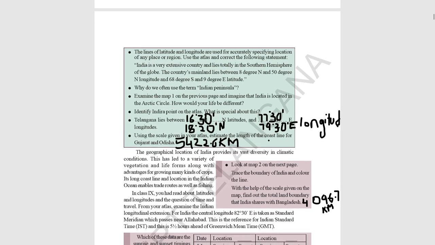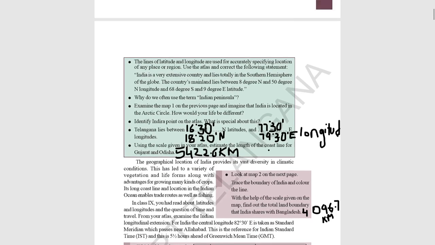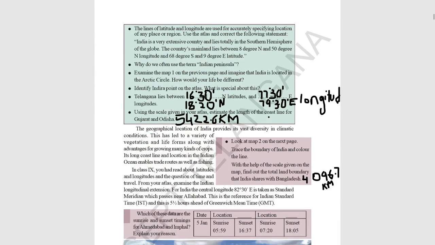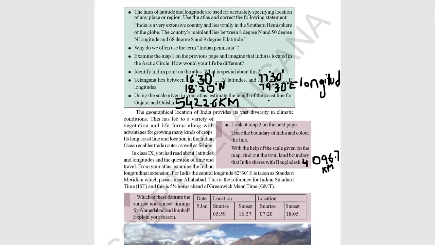Why do we often use the term Indian Peninsula? A continent or a large piece of land which is covered by water bodies is known as a peninsula. And India is covered by a water body from 3 sides, that is from the western side, eastern side and southern side. So India is called the Indian Peninsula.